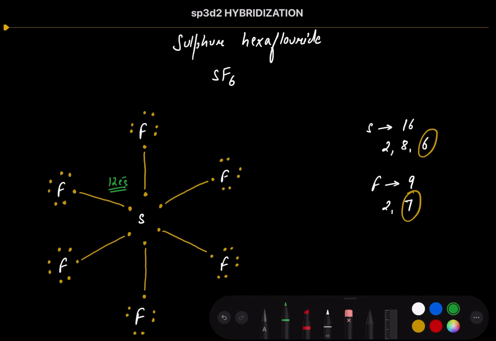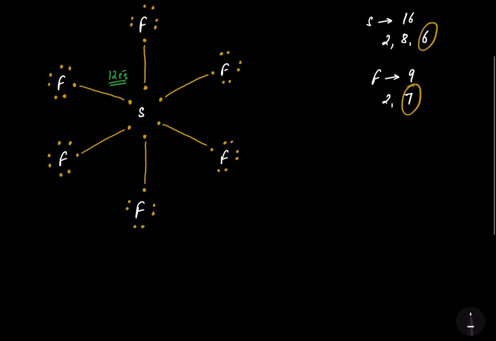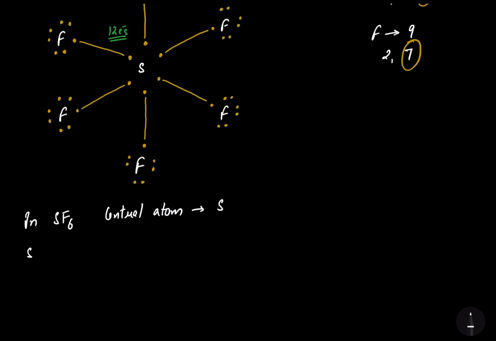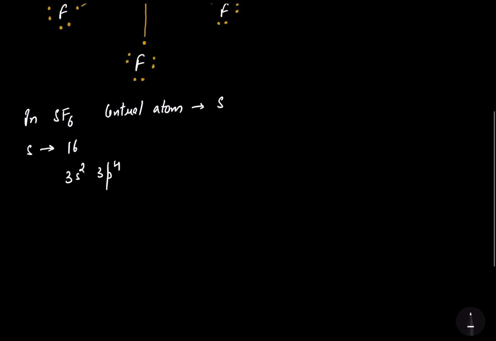Now, let's talk about the hybridization. Here in SF6, we are having the central atom to be sulfur, because sulfur is forming the maximum number of bonds, that is 6 bonds. Now, what will be the electronic configuration of sulfur? The atomic number of sulfur is 16. The valence shell electronic configuration will be 3s2, 3p4.